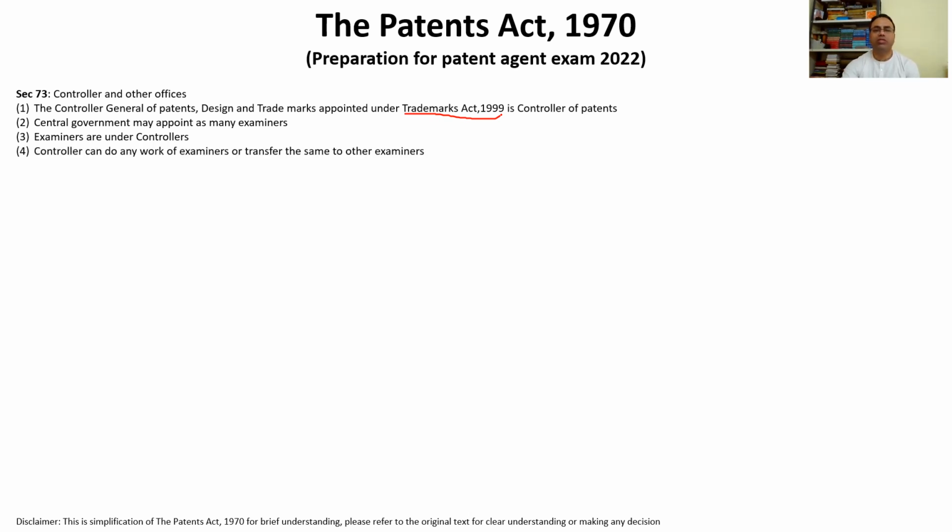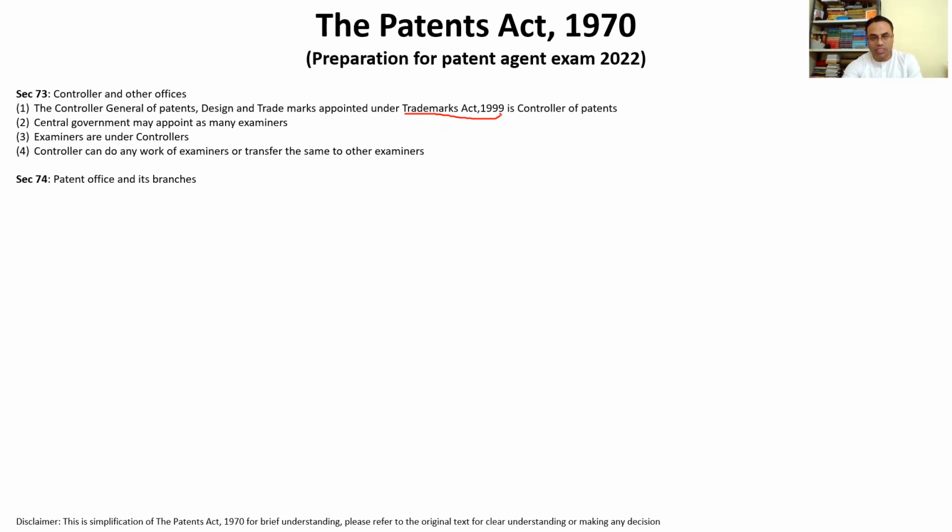The controller can do any work of examiners or transfer the same to other examiners. If some searches or any activities are being done by examiners, the controller can do them from the start, or he can hand them to other examiners. And if one examiner is working on some topic, he can transfer it. These are the powers, and you may get multiple choice questions on this, like: can the controller transfer the work to another examiner, yes or no? So remember, the controller can transfer the work to another examiner.